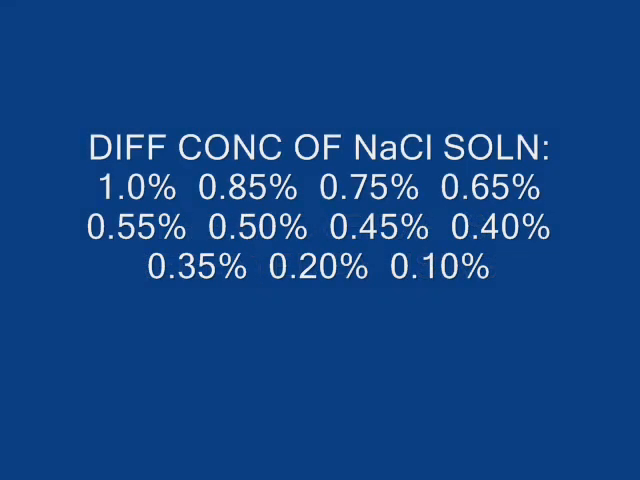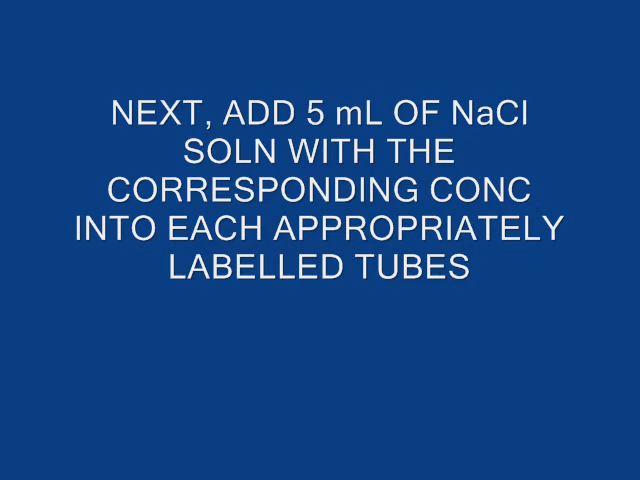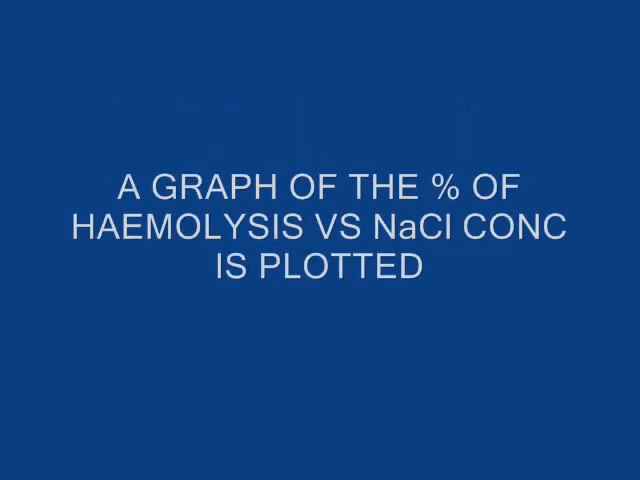The concentrations of sodium chloride solution are 1%, 0.85%, 0.75%, 0.65%, 0.55%, 0.50%, 0.45%, 0.40%, 0.35%, 0.20%, and 0.1%. Next, add 5 ml of sodium chloride solution with the corresponding concentration into each appropriately labeled tube. The experiment is repeated the same as section A1, then we plot a graph for the percentage of hemolysis versus the sodium chloride solution.